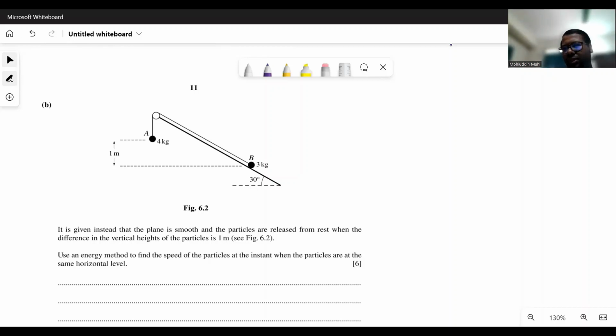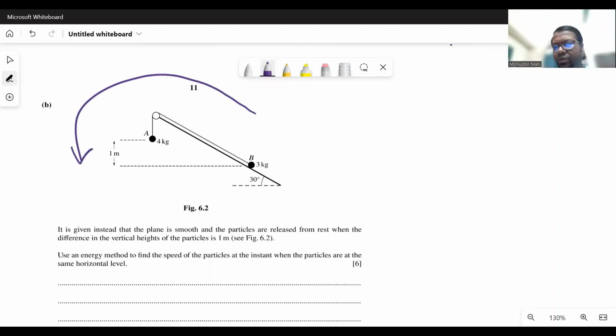Why same horizontal? What is the meaning of same horizontal level? The meaning is, as the surface is smooth, the system will move in this direction. Why? Because the weight of A is greater than the weight of B. Now, A will come down a little bit. B will move in upward direction. At some point, they will be at the same level. We need to use an energy method to find out the corresponding speed at that moment. What should be the corresponding speed at that moment? We need to find it out.